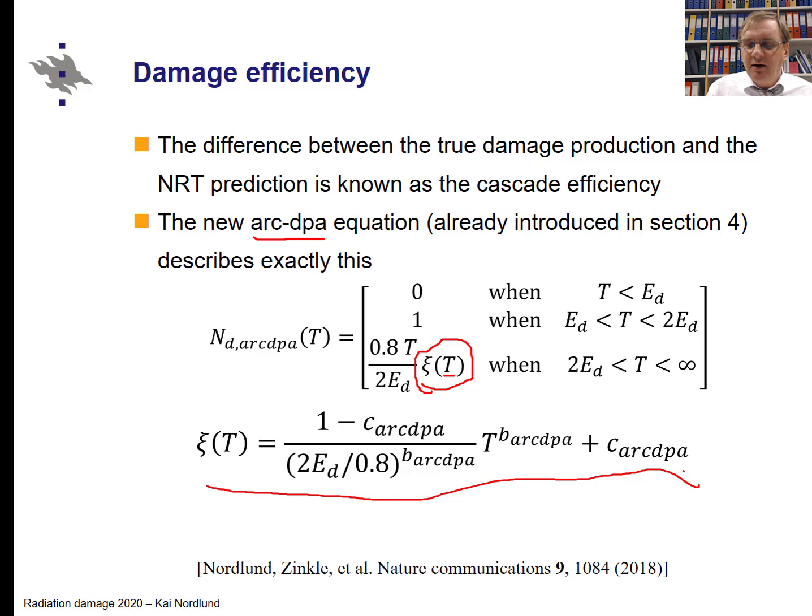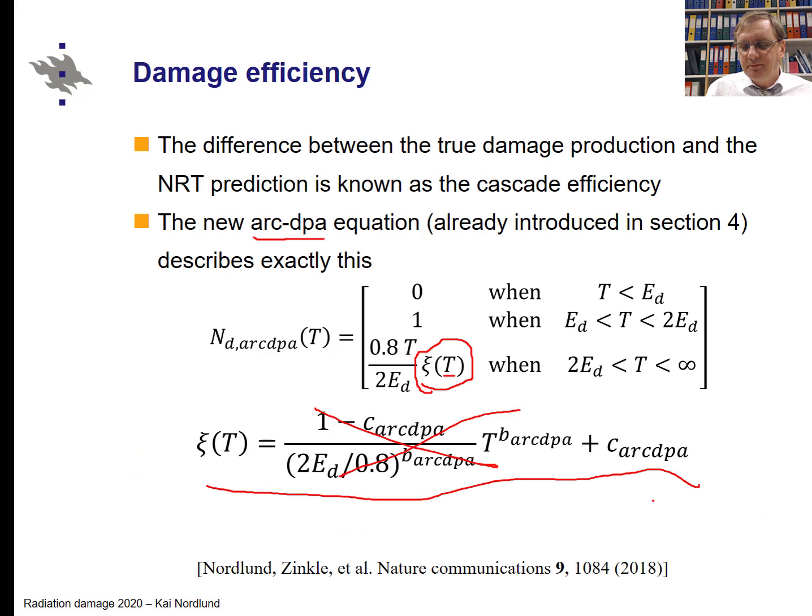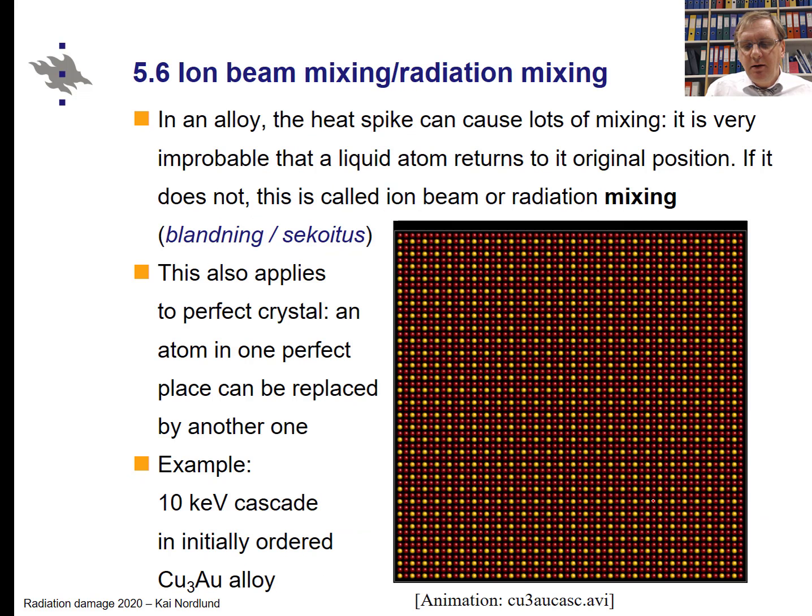And then this C_RTPA is a constant, which means that at very high energies you get a linear behavior. So in these equations, at high energies, this term vanishes, and then you're left with the C_RTPA, which is about this saturation level, roughly 0.3, as you saw in this plot, both in the simulations and experiments. So that was now a physical motivation for this RTPA equation of damage production.